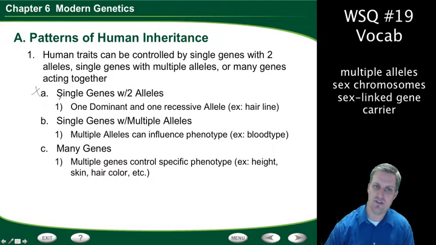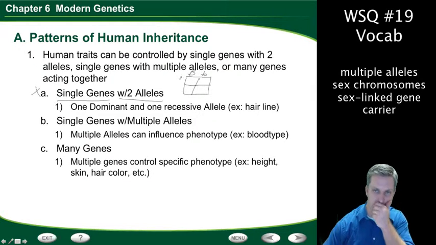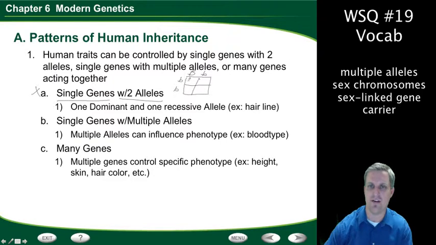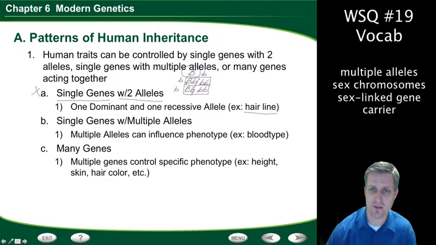The first way is you'll see single genes with two alleles. Now, this is probably the easiest one. This is the standard Punnett square that we've been doing over the last couple of weeks, where you have capital B, lowercase b, or whatever. And so you actually have a dominant allele, the capital B, and then recessive traits. So it's real simple. Things like our hairline, widow's peak, that's actually controlled by a dominant trait. So if you have the dominant trait, you'll have the widow's peak. If you don't have the dominant trait, you won't, if you have two recessive alleles.